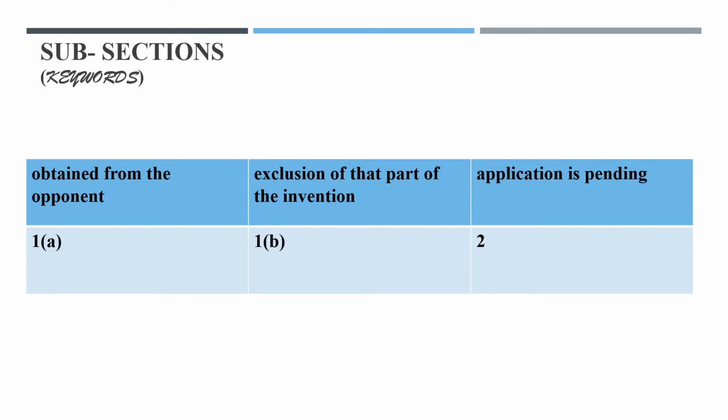Now we will deal with the keywords or key terms or key phrases from the subsections of section 26. Here there are two subsections and subsection 1 has two clauses. So let us find out the key terms here. For subsection 1 clause A, the key term is obtained from the opponent. Okay. And for subsection 1 clause B, it is exclusion of that part of the invention. Okay. And for subsection 2, the key phrase is application is pending. Fine. Again I am telling that these are completely my perspective of picking a key term or key phrase. You can find your own as per your intellect. Fine. Okay. So let us proceed.